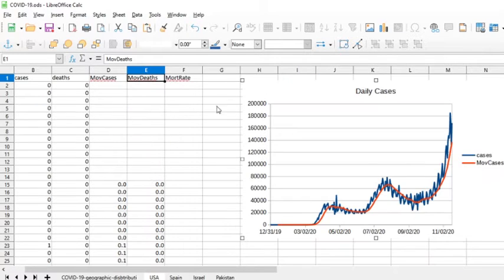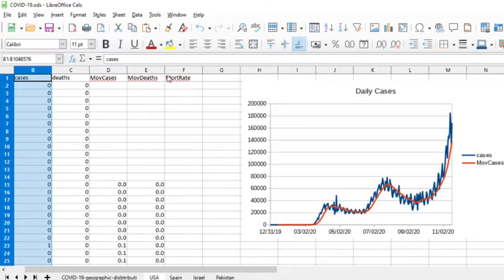Finally, let's take a look at the mortality rate. Now we could calculate the average mortality rate, but I think I'm going to pass on that.